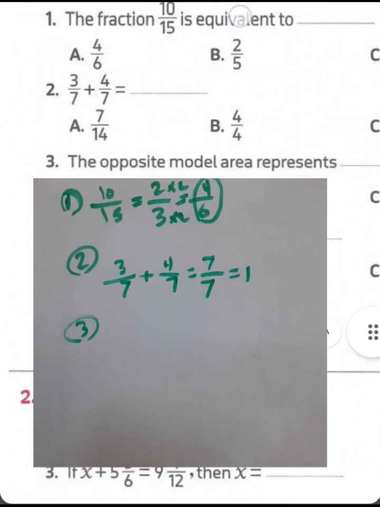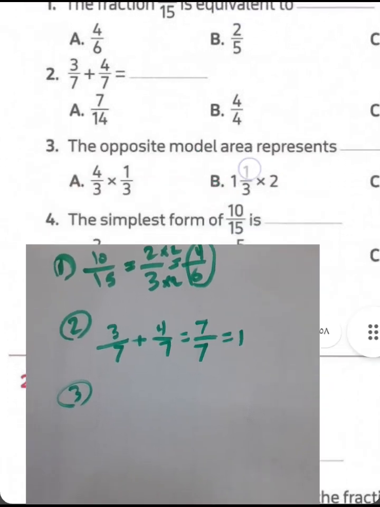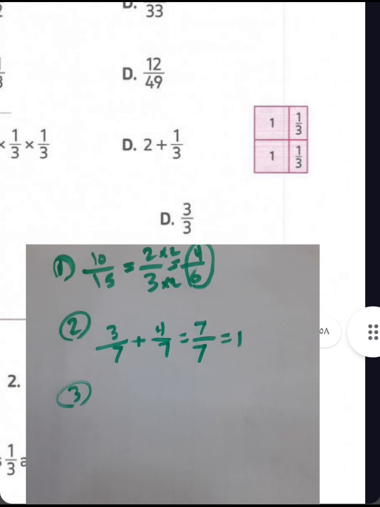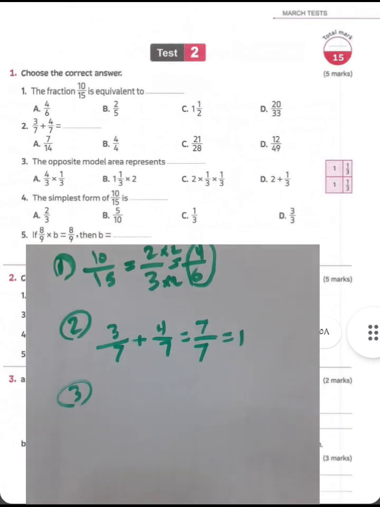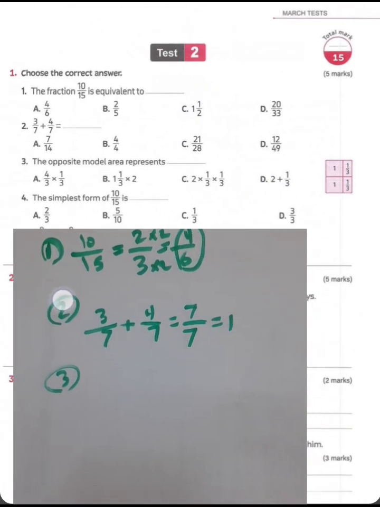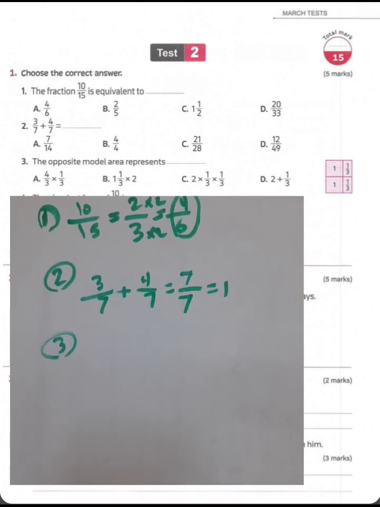Question number 3. The opposite model area represents what? Look here. Here colored 1 and 1 equals 2, and a third plus a third equals 2 thirds. Then the result will be 2 and 2 thirds. Question number 3. You must choose here. We will choose letter B.